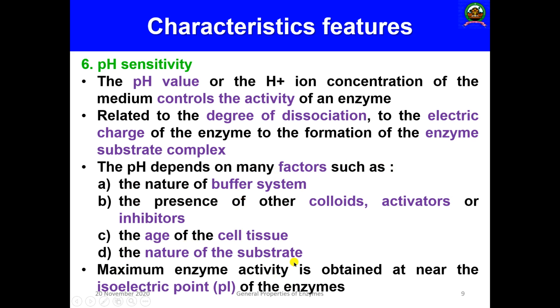Then the nature of the substrate. I have already told you the enzymatic activity is very specific to the substrate. Based on the nature of the substrate, the pH also plays a very, very vital role. Then in general, the maximum enzymatic activity is obtained near the isoelectric point of the enzyme.